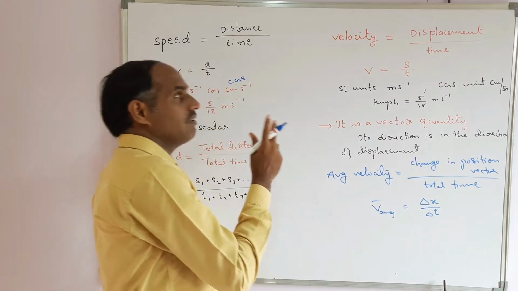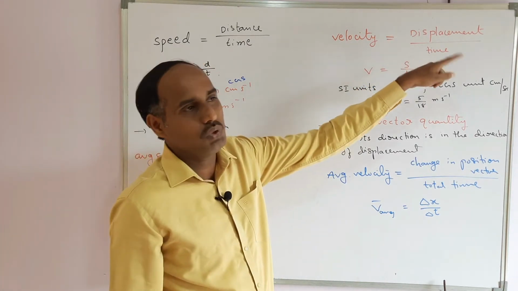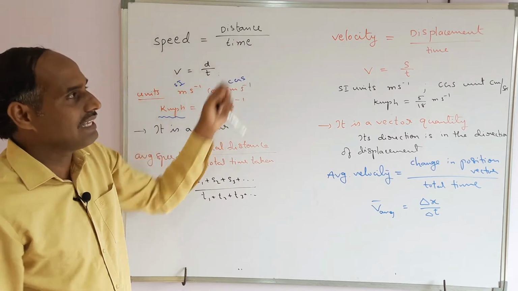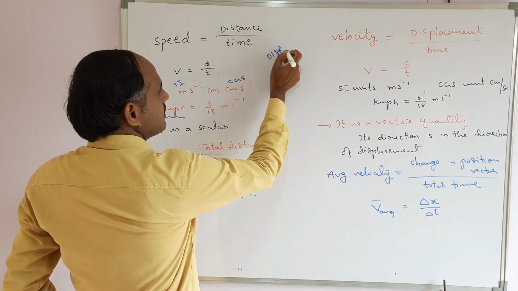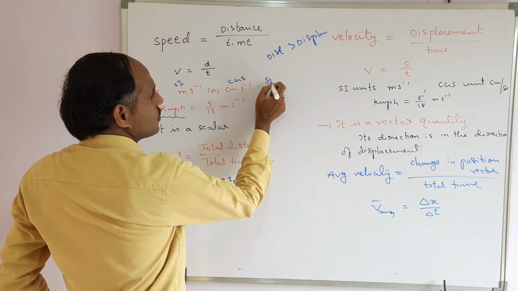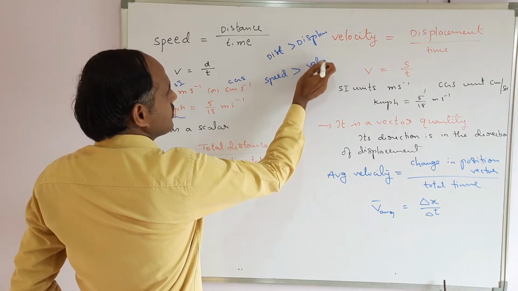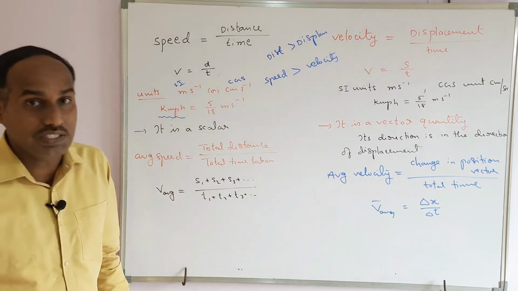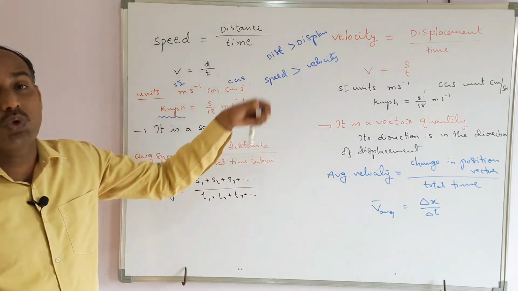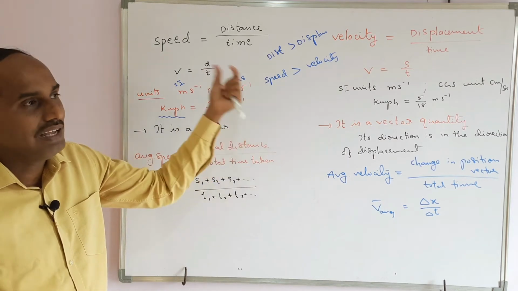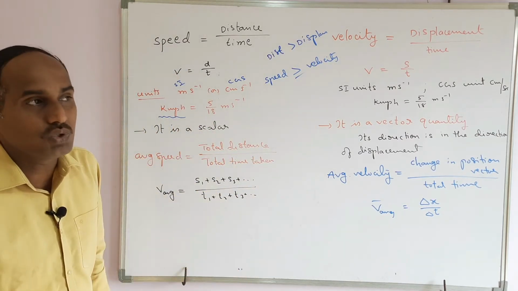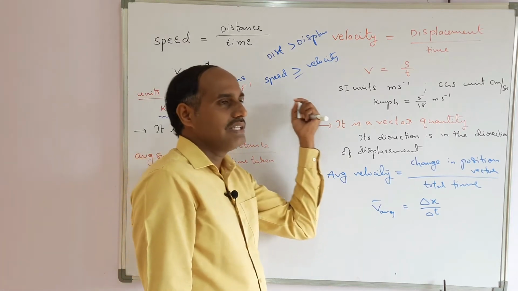Now the major difference between velocity and speed is that velocity is displacement per unit time, whereas speed is distance per unit time. For a course of motion, distance is greater than displacement, and the time interval is per unit time only. So speed is definitely greater than the magnitude of velocity. And when the body is moving along a straight line, distance and displacement are both equal and both are defined per unit time, so we can write speed is greater than or equal to velocity. This is the first major difference between speed and velocity.